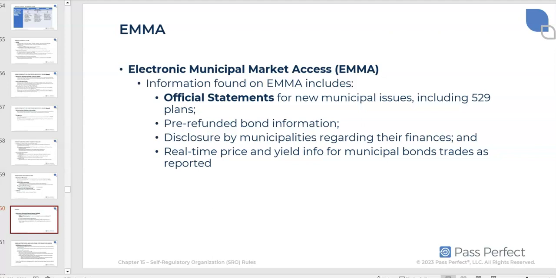On EMMA you can also find information about municipals, about the municipal governments, their finances for example, and also price and yield information on muni bond trades as they're reported. So you get as close to real time as possible.